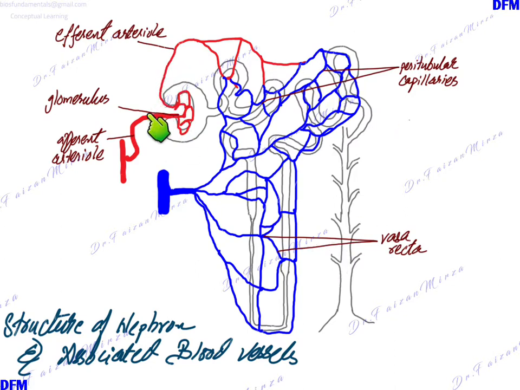You can see the change in the diameter of the afferent and the efferent. In normal status, the efferent has a lower diameter as compared to the afferent. This increases the pressure in the glomerulus, which promotes ultrafiltration.